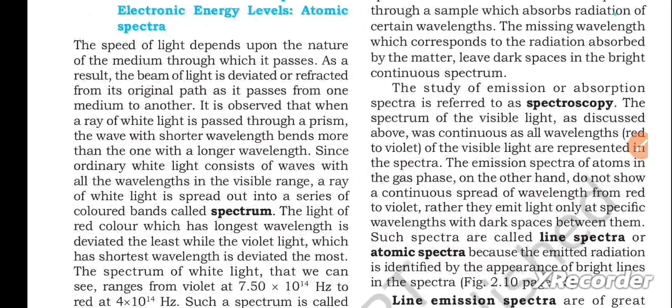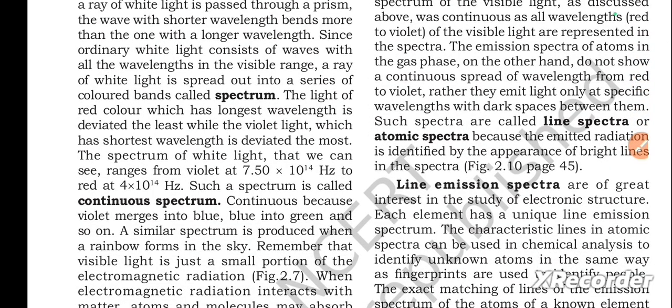Since ordinary white light consists of waves with all the wavelengths in the visible range, a ray of white light is spread out into a series of colored bands called spectrum. The light of red color, which has the longest wavelength, is deviated the least, while the violet light, which has the shortest wavelength, is deviated the most. The spectrum of white light that we can see ranges from violet at 7.50 × 10^14 Hz to red at 4.10 × 10^14 Hz.